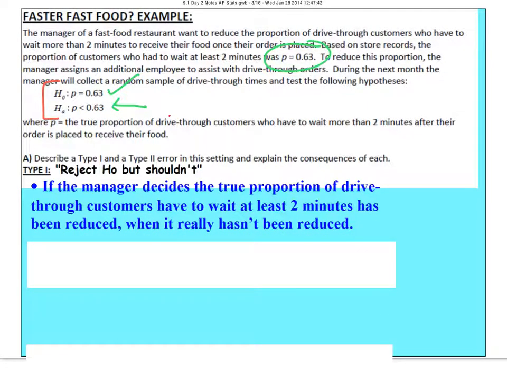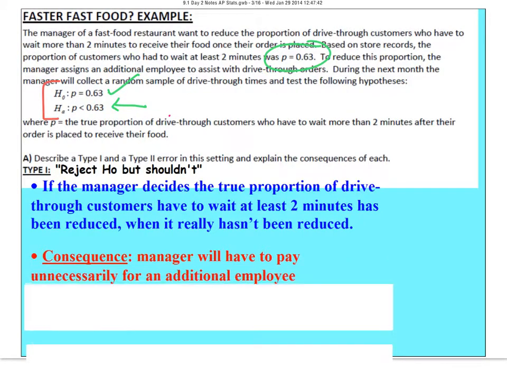So he's going to think, great, this is working. It's really helped, this new thing that I've done. So he thinks it's reduced it, but it hasn't. What consequence is that? Well, if you think about a consequence, he's been paying for these extra people to work the window. So a consequence is the manager will have to pay unnecessarily for additional employees. Basically, he's saying, great, H sub A happened, it went down, but it didn't. You're paying money and nothing is really happening. That's a type 1 error and its consequence.